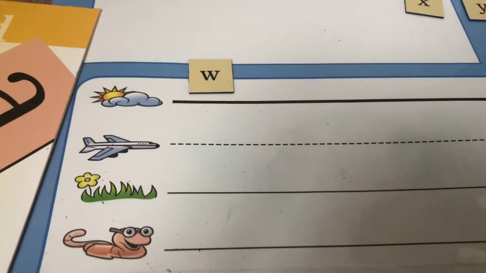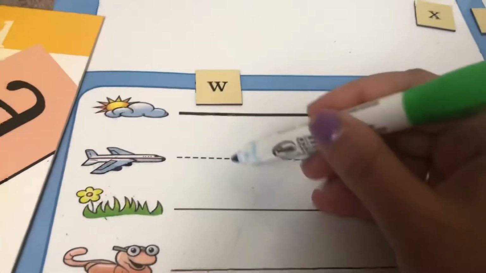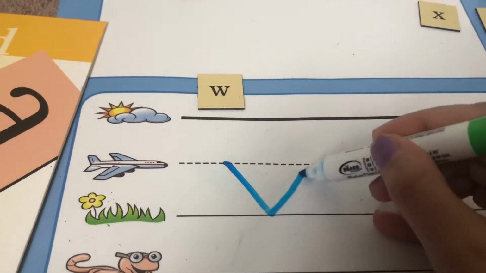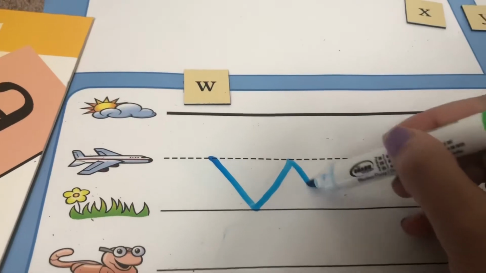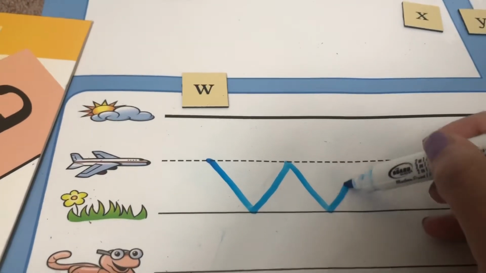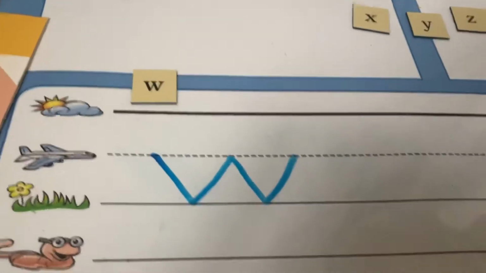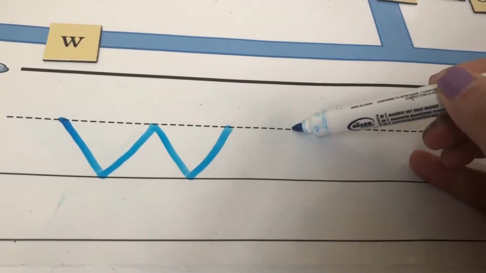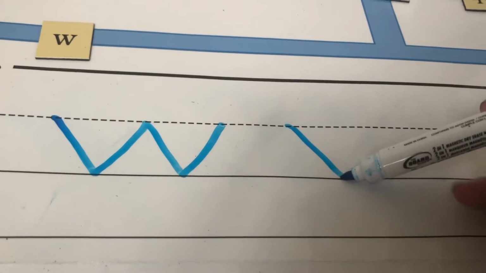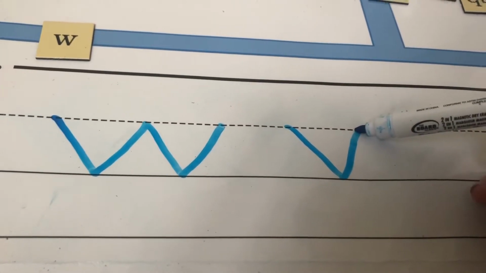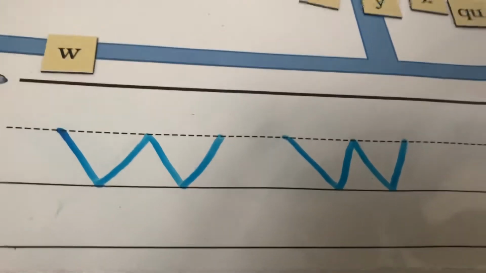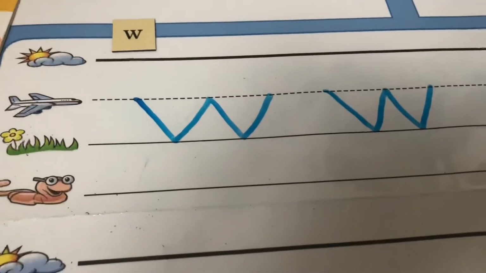Let's do letter W. W is a plain line slide letter. It starts on the plain line, slides down to the grass line, slides up to the plain line, slides down to the grass line, and slides back up to the plain line. Let's do that one more time. W starts at the plain line, slides down to the grass line, slides up to the plain line, slides down to the grass line, and slides up to the plain line. W, wind, w.